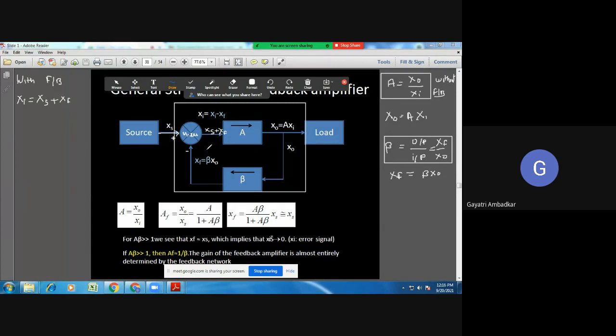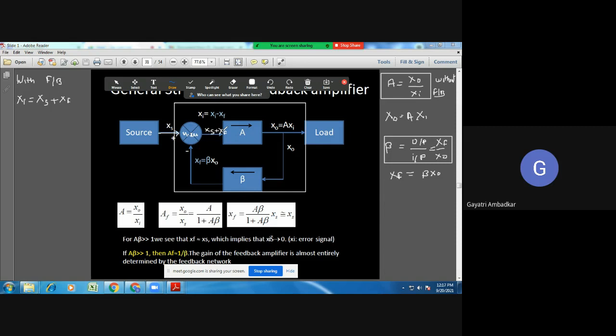When you do not apply any feedback, your signal Xi is directly your Xs. But when you apply feedback, the signal going to the amplifier is the sum of two signals, the original signal and the feedback signal. So if you connect the beta network and make such a connection, the input to the feedback amplifier becomes Xs plus Xf. Is it clear? Yes, ma'am. Okay.